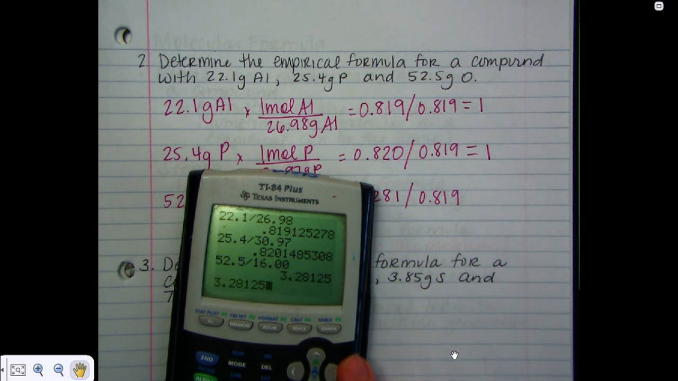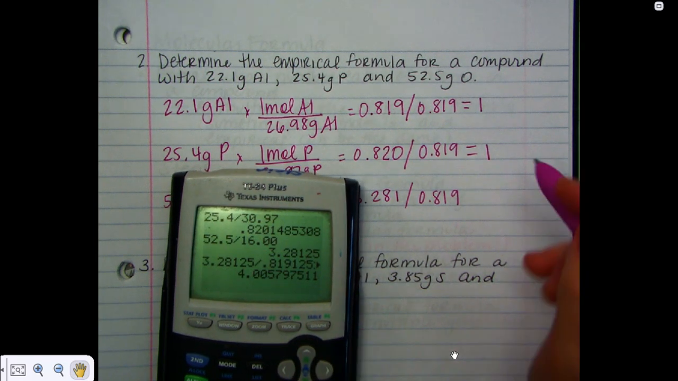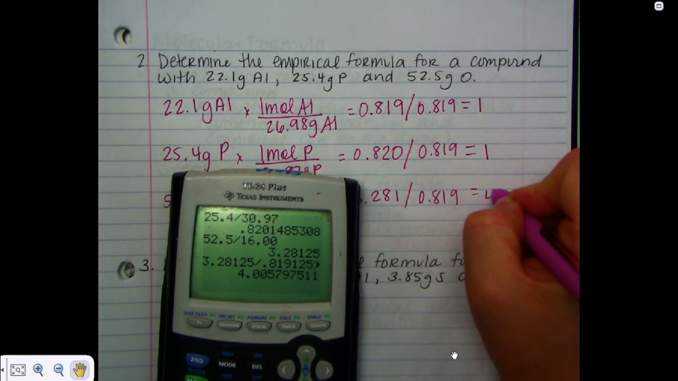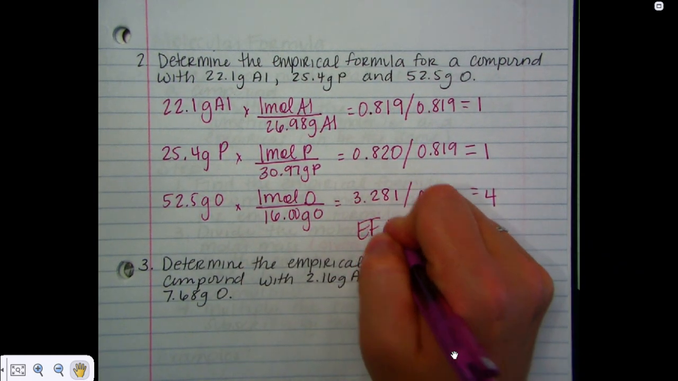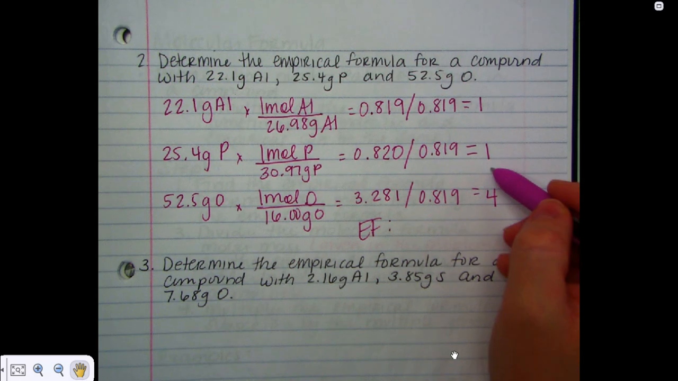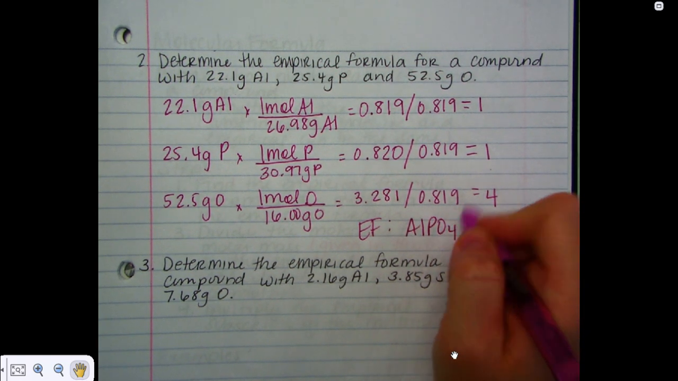So I'm going to take my mass there, and I'm going to divide it by the aluminum mass. And that's going to give me 4. All right, so what is my empirical formula? My empirical formula has 1 aluminum, 1 phosphorus, and 4 oxygens. So AlPO4. And again, that should make good sense.